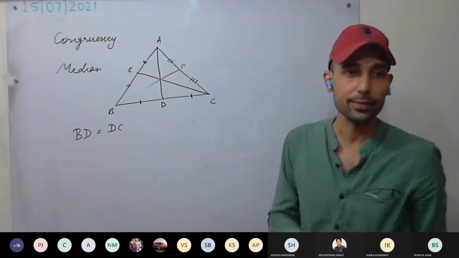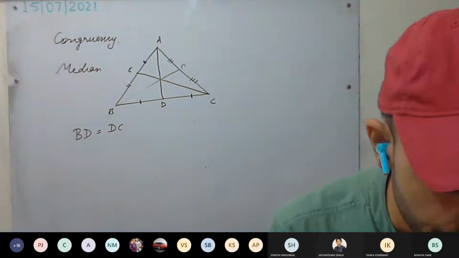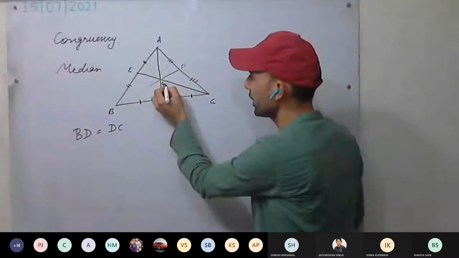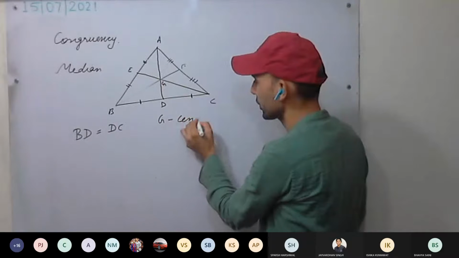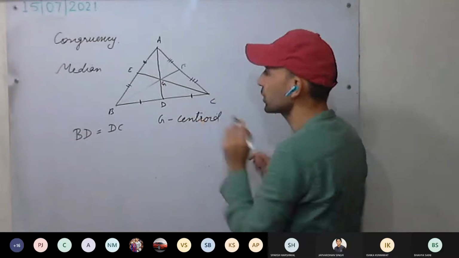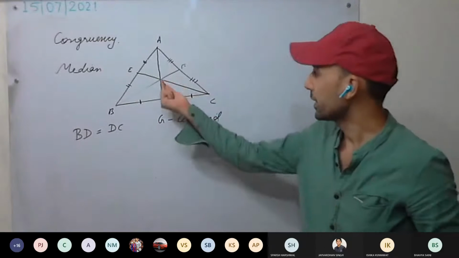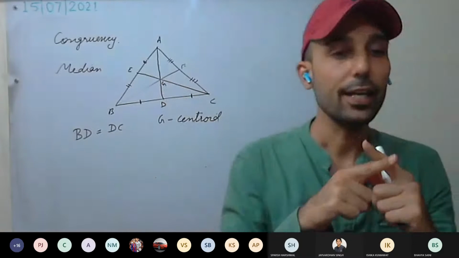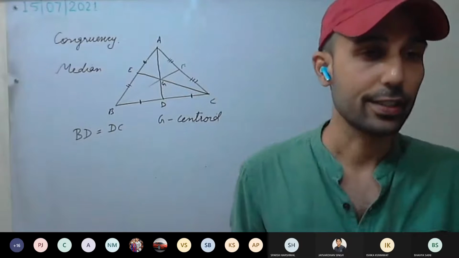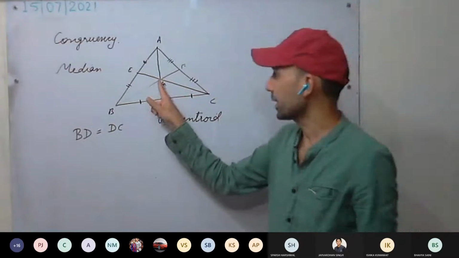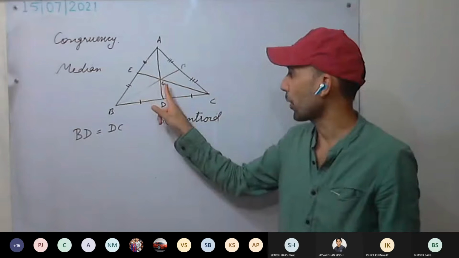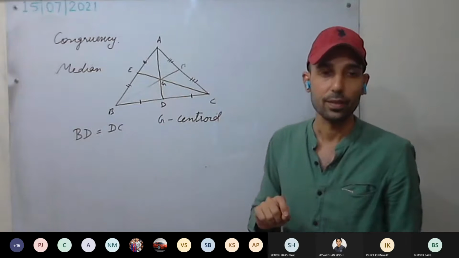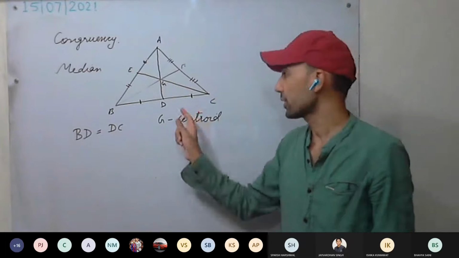This point is called the centroid. This point G is the centroid. And these 3 medians are concurrent. That is, they cut each other at a point. They intersect at a point, and that point is called the centroid. Understood this thing? Yes, sir.